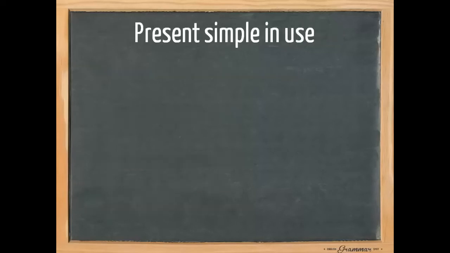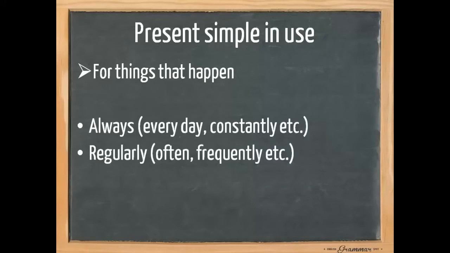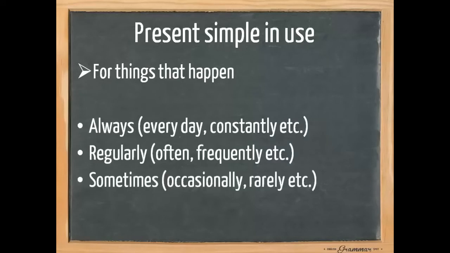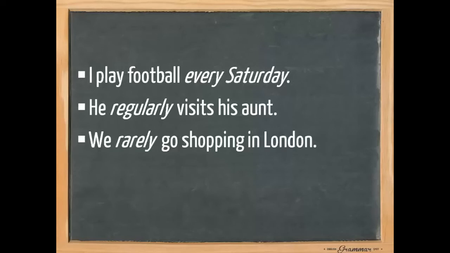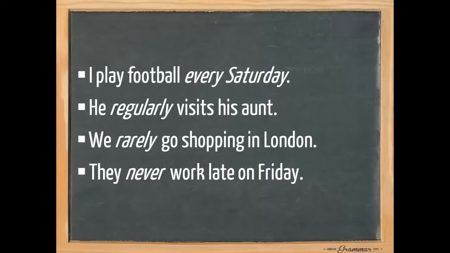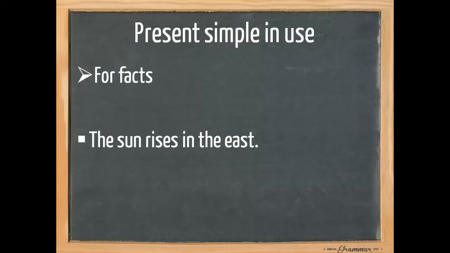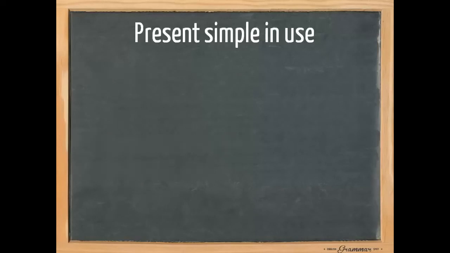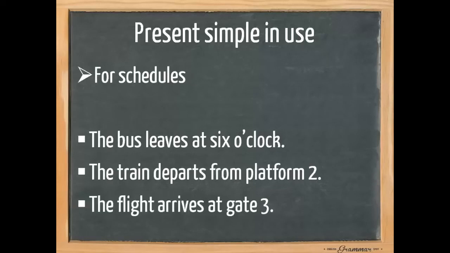Now let's take a look at when we use the present simple. First, we use the present simple for things that happen always, such as every day and constantly, regularly, such as often and frequently, sometimes, such as occasionally and rarely, and never. For example, I play football every Saturday. He regularly visits his aunt. We rarely go shopping in London. They never work late on Friday. We also use the present simple for facts. The sun rises in the east and plants need water. Finally, we use the present simple for schedules. The bus leaves at 6 o'clock. The train departs from platform 2. The flight arrives at gate 3.